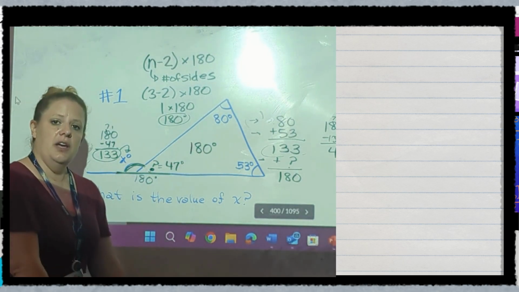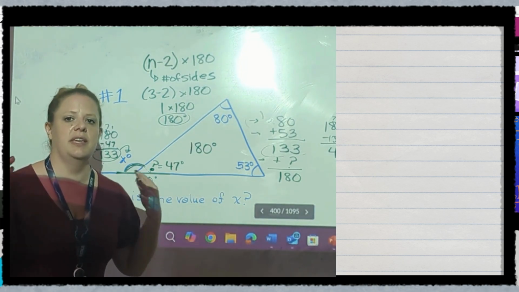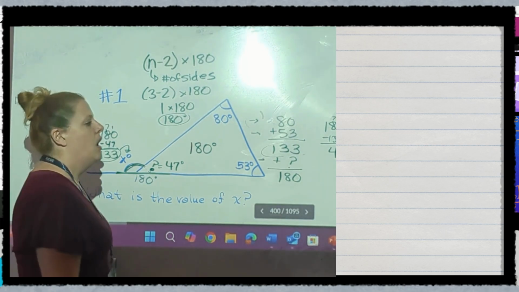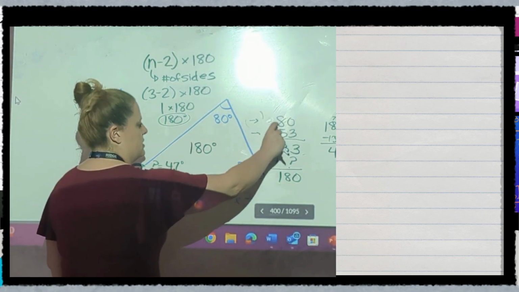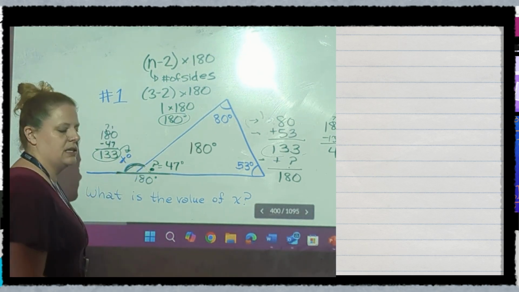If it's not a triangle, if it's some other kind of quadrilateral, if you have a pentagon, something like that, it's going to be different. So it's good to know those steps to go all the way through. We add these, subtract from 180, and then we subtract that from 180 to get our x.